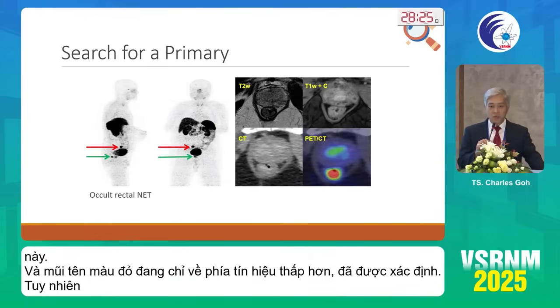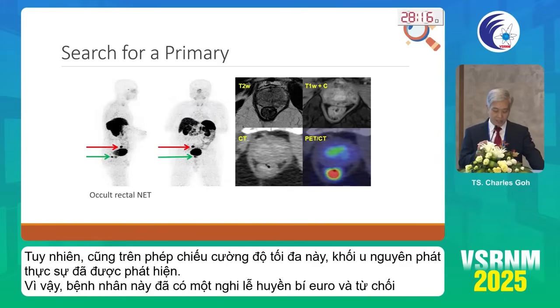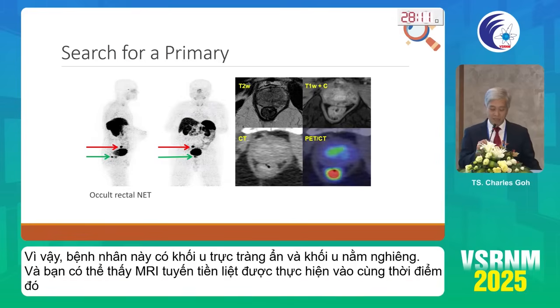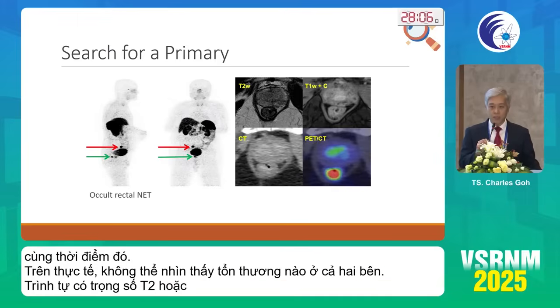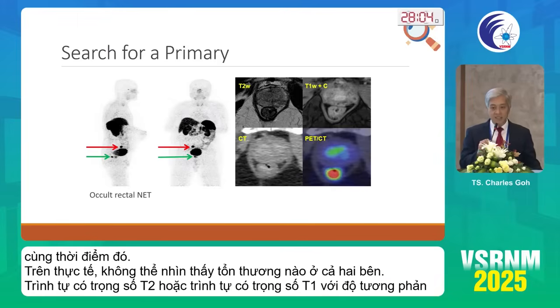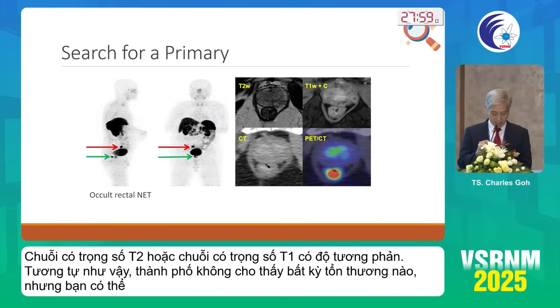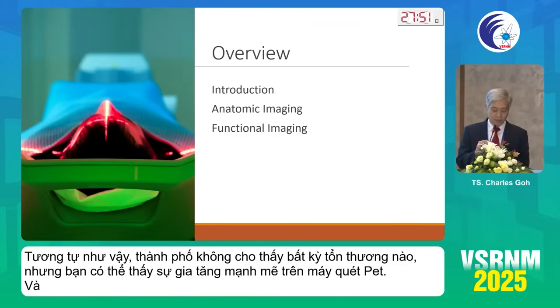However, also on the same maximum intensity projection, the primary tumor was actually revealed. So this patient had an occult rectal neuroendocrine tumor. And if you can see the MRI prostate that happened to be done around the same period of time, actually no lesion can be seen on either the T2 weighted sequence or the T1 weighted with contrast sequence. The CT similarly didn't show any lesion, but you can see the intense uptake on the PET-CT scan. And so this is how these type of tumors can often present.